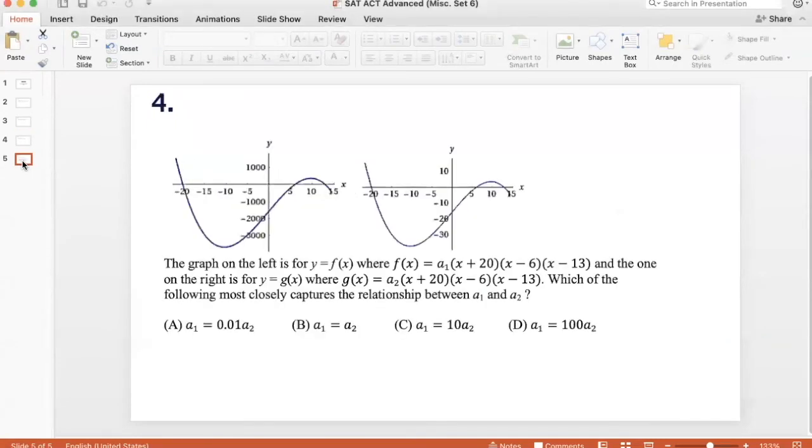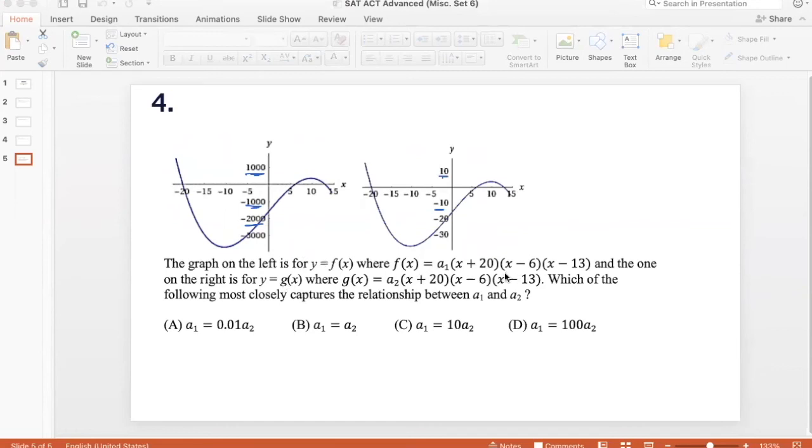Question 4. The graph on the left is for y = f(x), where f(x) is a1 times (x + 20)(x - 6)(x - 13). And the one on the right is for y = g(x), where g(x) is a2 times (x + 20)(x - 6)(x - 13). The x-intercepts are the same for both graphs. Which of the following most closely captures the relationship between a1 and a2? You can see that on the y-axis here, we have 1,000, negative 1,000, and so on. And here we have 10, negative 10, and so on, right?